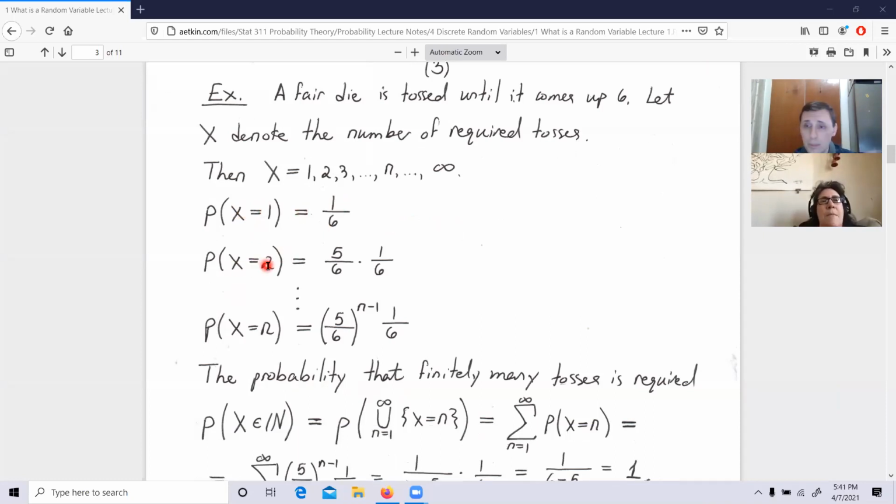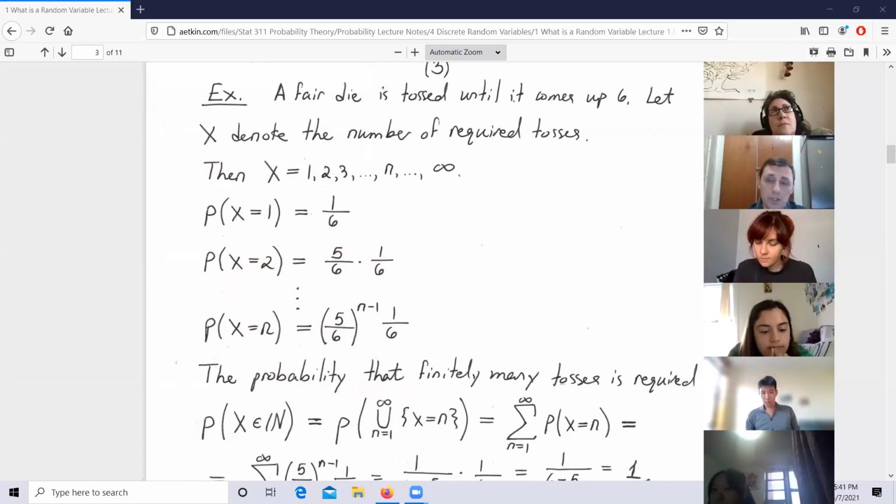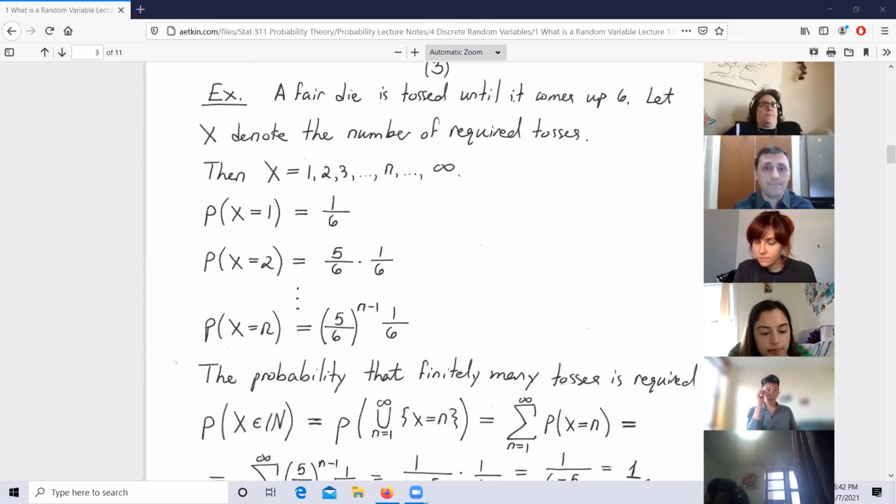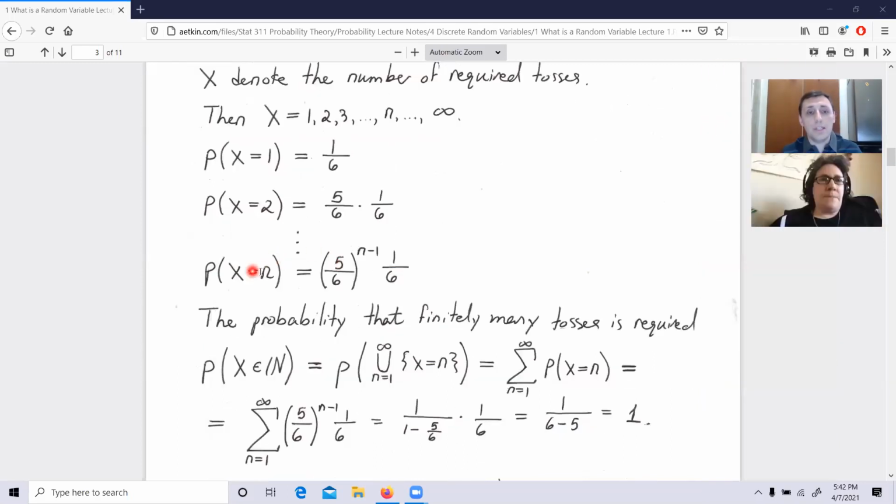Probability that X is equal to 2 means that the first round was unsuccessful. We did not get a 6. And on the second round, we did get a 6. So it's 5 over 6 times 1 over 6. We can use here multiplication, since the rolling of the die do not affect the future outcomes, right? So what happened on the first roll does not affect what will happen on the next roll. So we can do that by multiplying probabilities. And in general, probability that X is equal to n, it's 5 over 6 to the power of n minus 1 times 1 over 6.